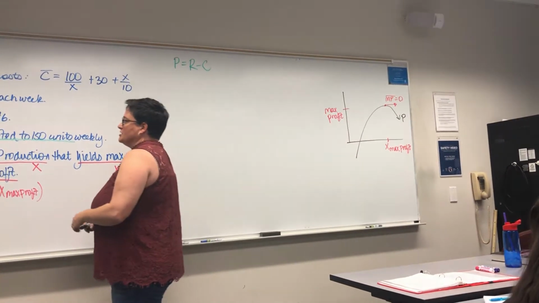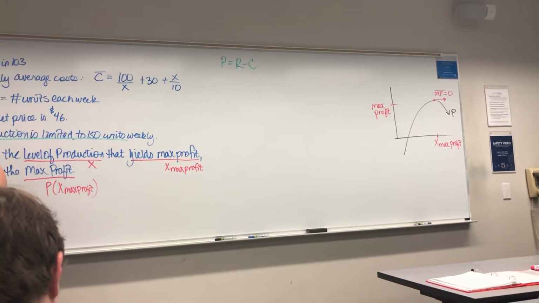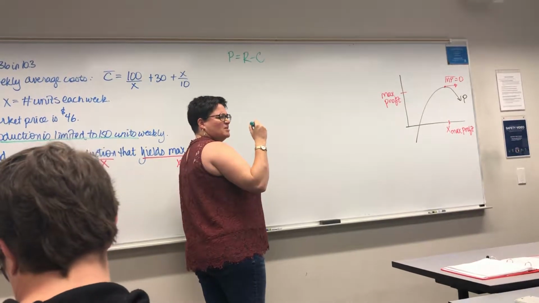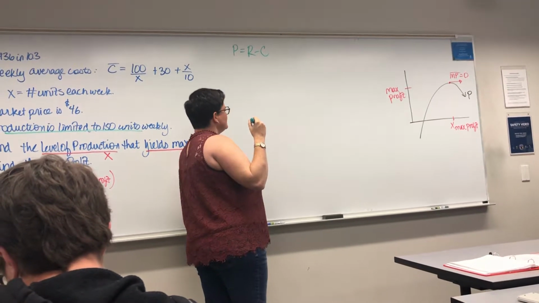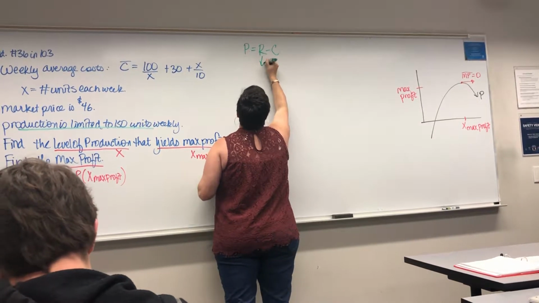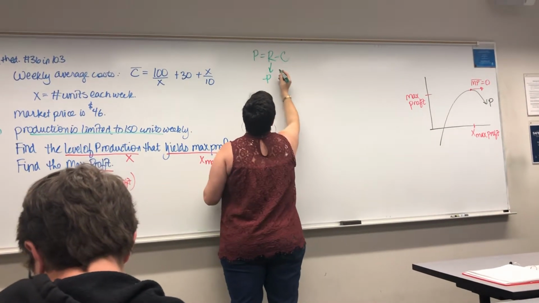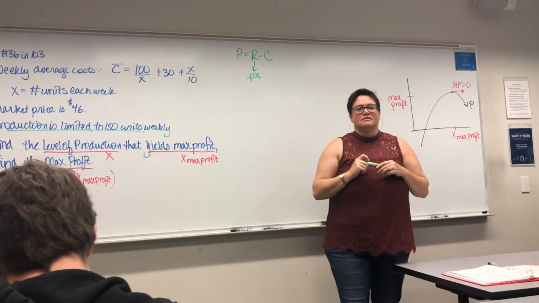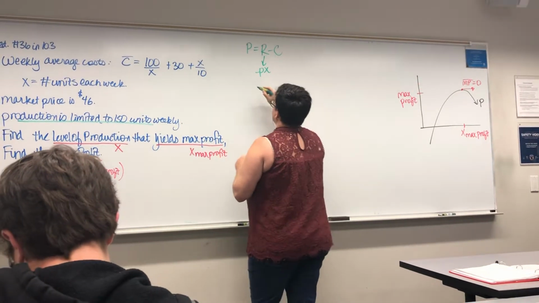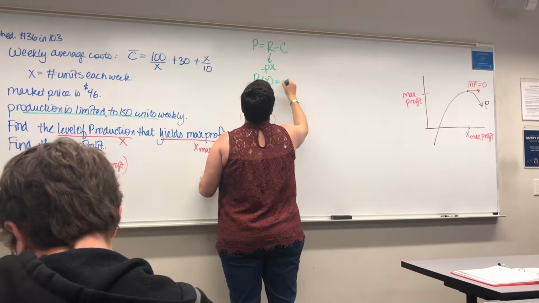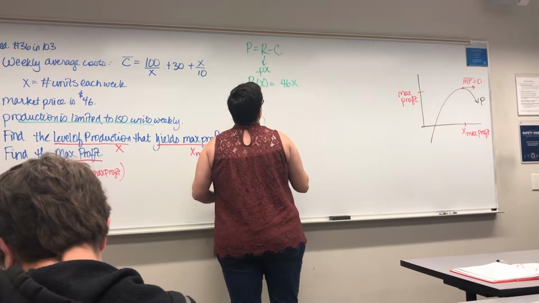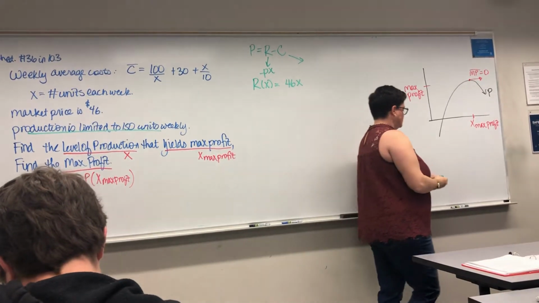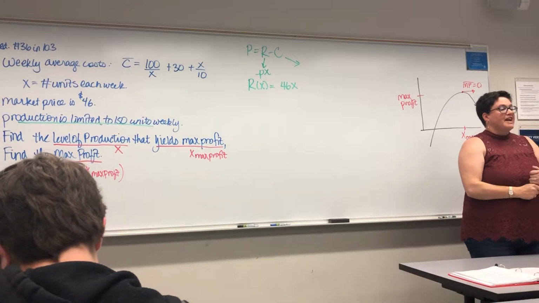Do I have a revenue function? No. Can I build one? Yes. Out of what? Can I build cost out of revenue or revenue out of cost? Those are two different animals, guys. Yeah, I heard it. Christina: price times quantity. Do I have a price? $46. So what's my revenue function? 46x. Good. Do I have a cost function? Yes. No. I have an average cost function.